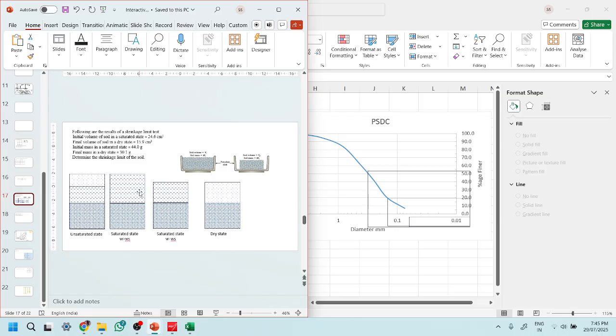Okay. Following are the results of a shrinkage limit test. Initial volume of soil is given. Final volume of soil in dry state is given. Initial mass in a saturated state. Final mass in dry state. Determine the shrinkage limit of this.